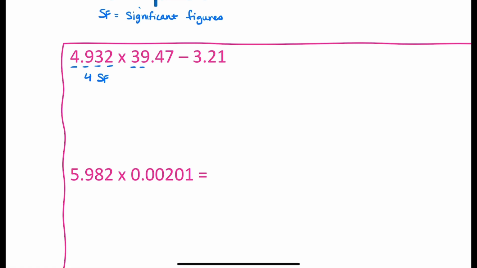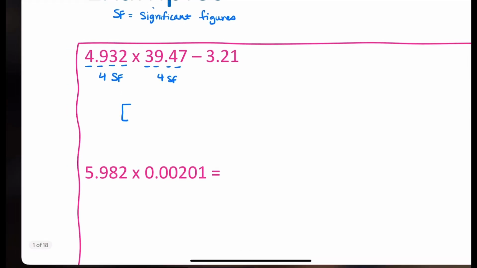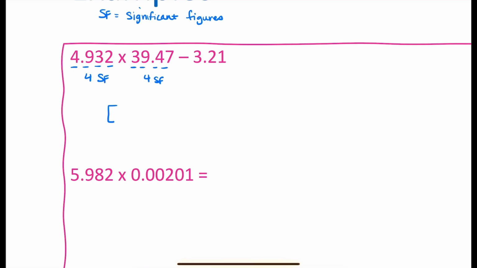And then the 39.47, also 4 sig figs. So when I do the multiplication there, the numerical answer I get just from that, I'm not doing the 3.21 yet, but just from the 4.932 times 39.47, I get a numerical answer of 194.6604. Again, your calculator does not care about sig figs. It doesn't know what they are. It doesn't think they're important. You care because we care about precision within your measurements. We care about accuracy within your measurements. We can't make something more precise or more accurate than our least precise, our least accurate measurement.